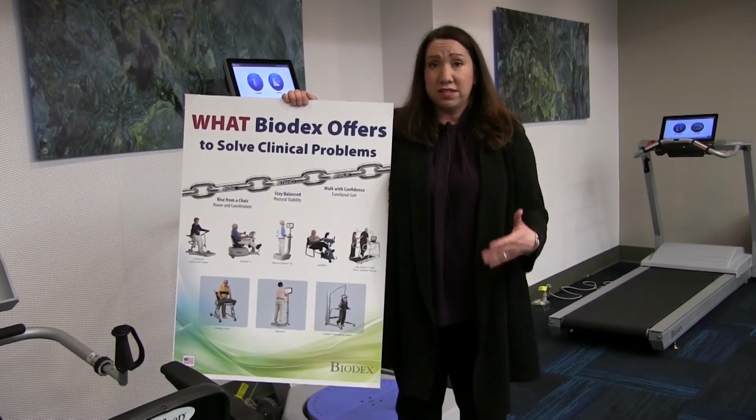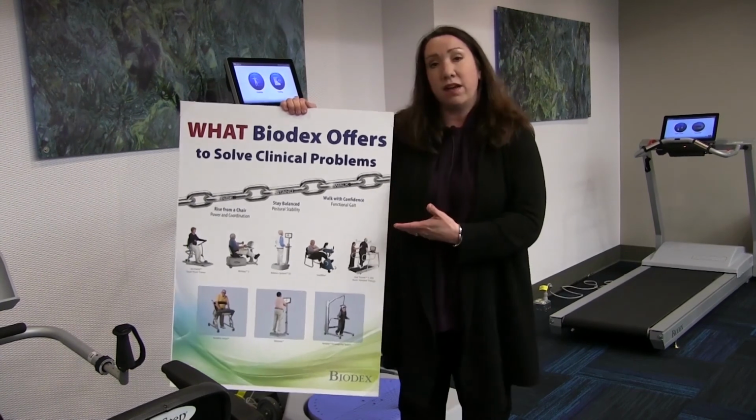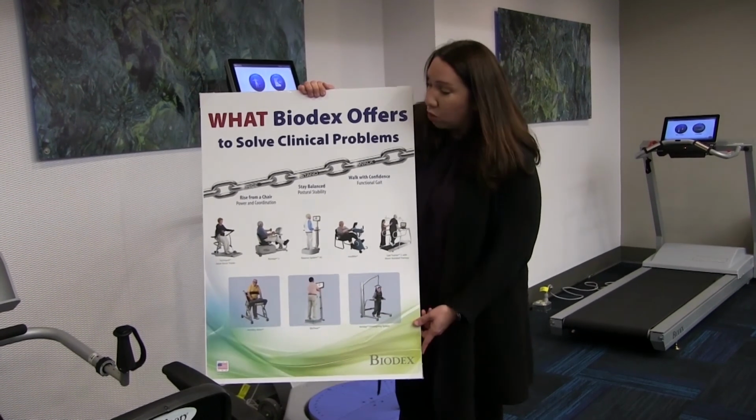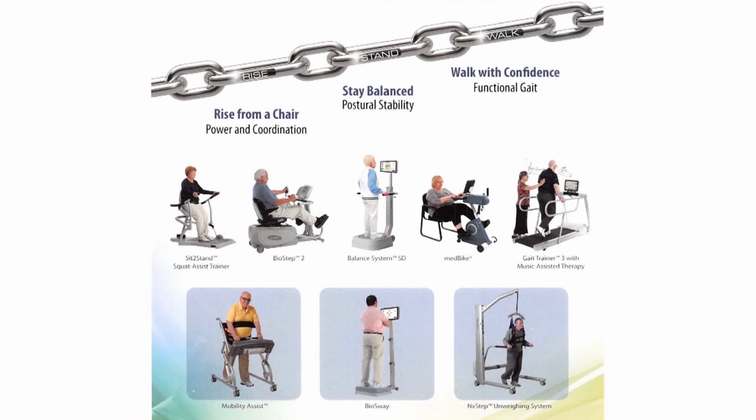Now that you've had a chance to see a few of these pieces, I wanted to talk a little bit about the chain that they have here in their messaging. What they mean by this is really talking to the person that is the more debilitated resident that's going to require more assistance, that person that maybe sits for long periods of time or potentially doesn't even have the ability to get from a seated to standing position.